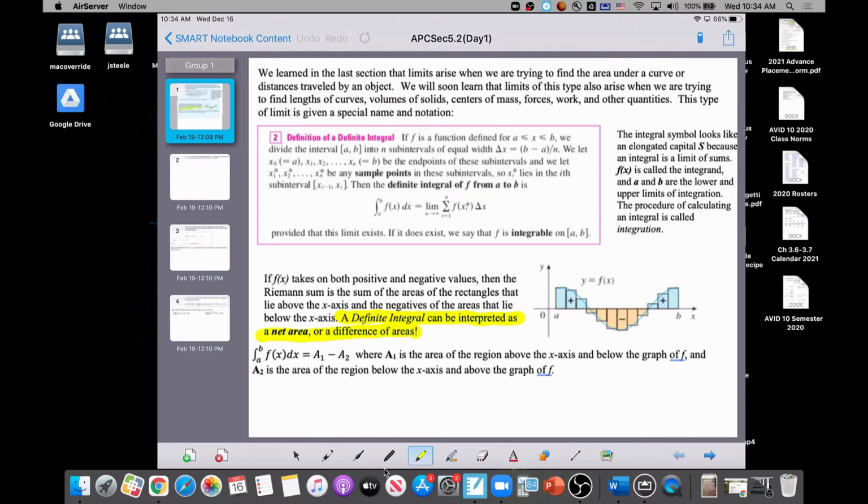Okay, so if we look at this picture here of the integral from a to b of f of x dx, we're looking at area 1 minus area 2, where area 1 would be the region or regions above the x-axis and below the graph of f, and area 2 would be the region below the x-axis and above the graph of f, right? So just kind of that idea of the integral being the net area. Again, areas above the x-axis are positive, areas below the x-axis are negative.